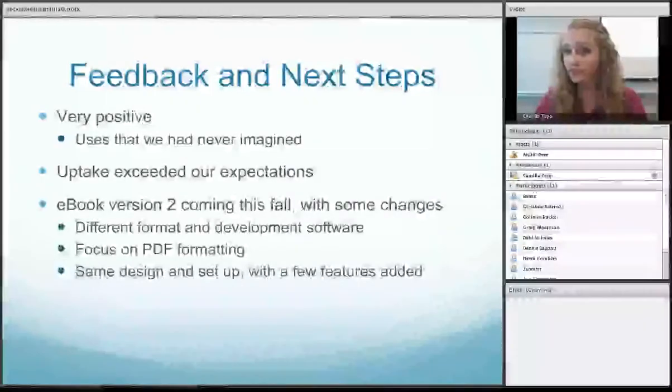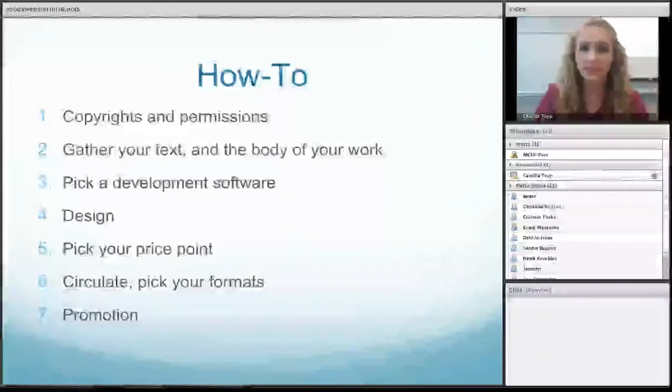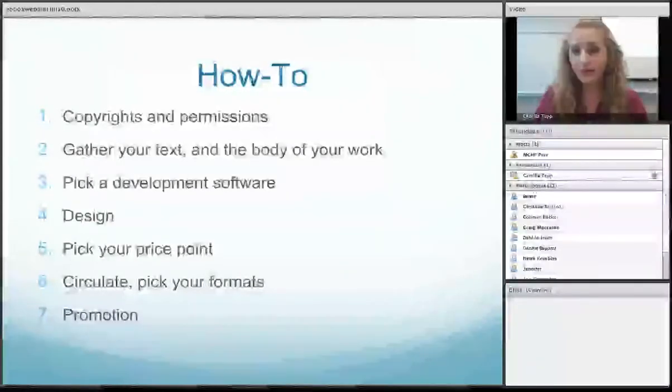There's literally an endless world of things to add. So now I'm going to move into the how-to. So really, how do you make an ebook? What are the steps? What's different? What are the things that we've learned that you could probably save some time on?